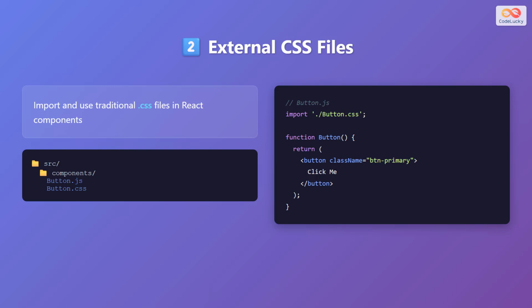Now let's look at the code. First, import the CSS file button.css. Then within the button component, use the className property to apply the styles defined in the CSS file. In this case, className is set to btn primary, which corresponds to a style defined in button.css.